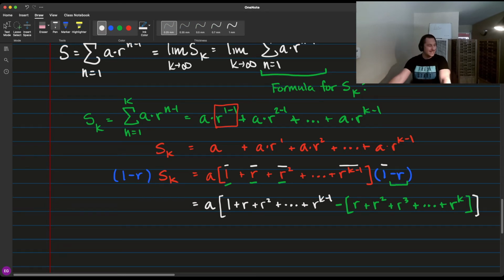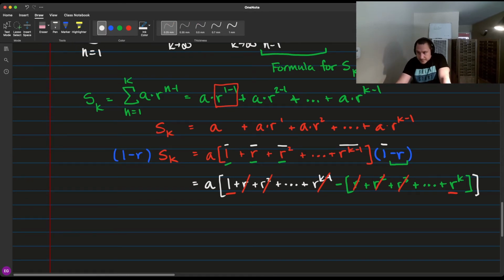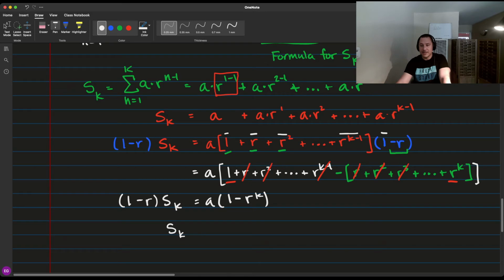Exactly, and that is the whole point here, because the r and the r cancel, the r squared and the r squared cancel. Everything up to r^(k-1) cancels, leaving us just with 1 minus r^k. So you get 1 minus r^k, and what is this equal to? 1 minus r times s_k. And then there you go: my formula for the sum s_k is going to be a times (1 minus r^k) all over 1 minus r.